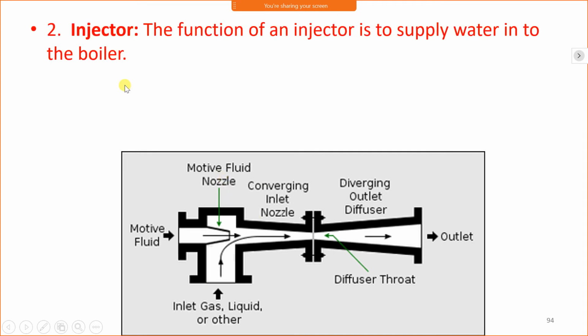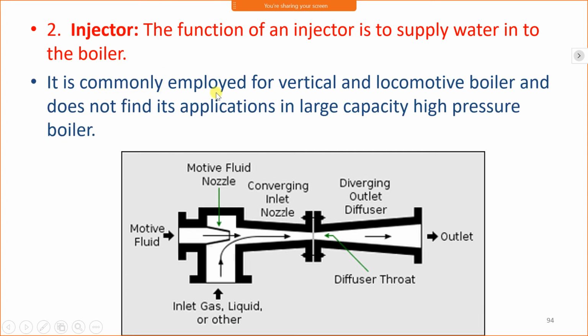Next, injector. The function of the injector is to supply water into a boiler. The injector is located at the end of the feed pump. It is commonly employed for vertical and locomotive boilers and does not find application in large capacity high pressure boilers.